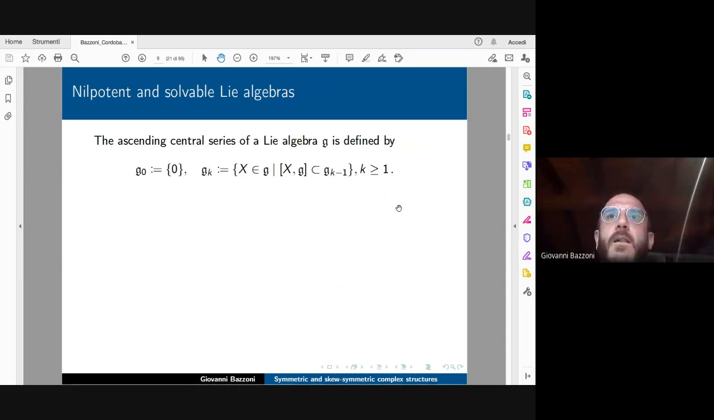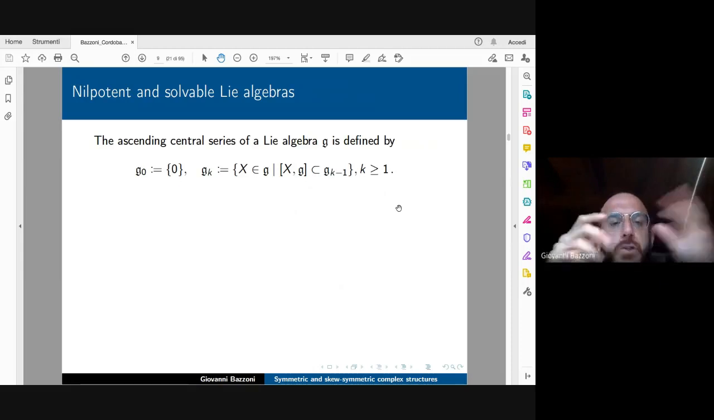Why? Because, for example, simple Lie algebras usually give rise to compact Lie groups, and usually these compact Lie groups have b2 equal to 0, so they will not likely have symplectic structures in general. So the realm in which one usually studies these structures is that of nilpotent and solvable Lie algebras.